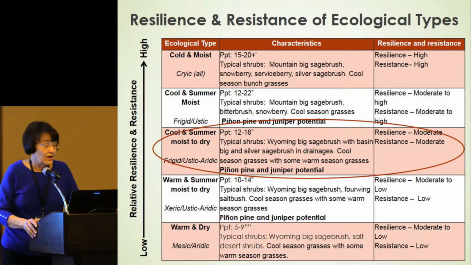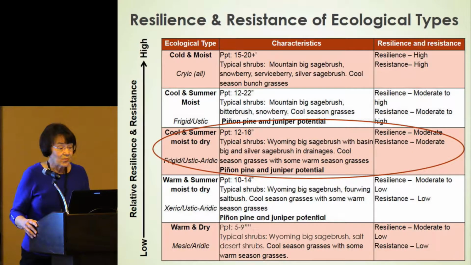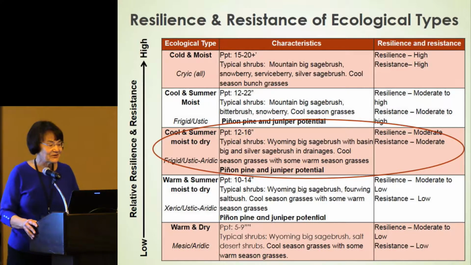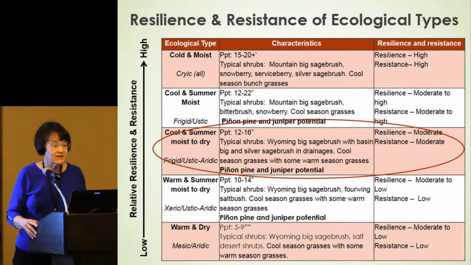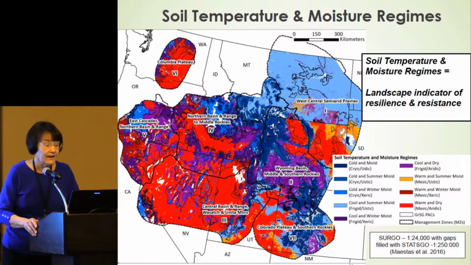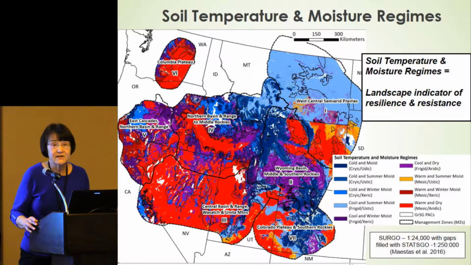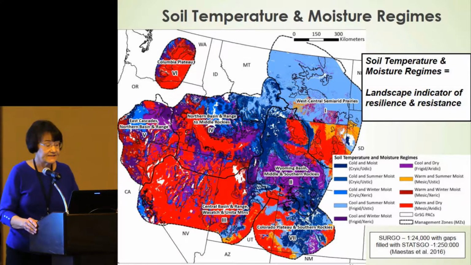As an example, we can look at our cool and summer moist to dry type, frigid, ustic to aridic in soil terms, and we see that the dominant shrubs are Wyoming big sagebrush and basin big and silver sagebrush in the drainages. These systems have moderate resilience and resistance. Now, because of the strength of the relationships of our dominant vegetation types to those soil temperature and moisture regimes, and also resilience and resistance, we can use soil temperature and moisture regimes as a landscape indicator of resilience and resistance.